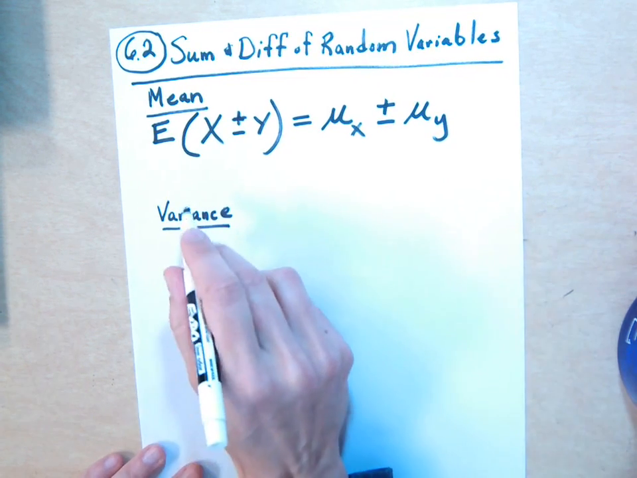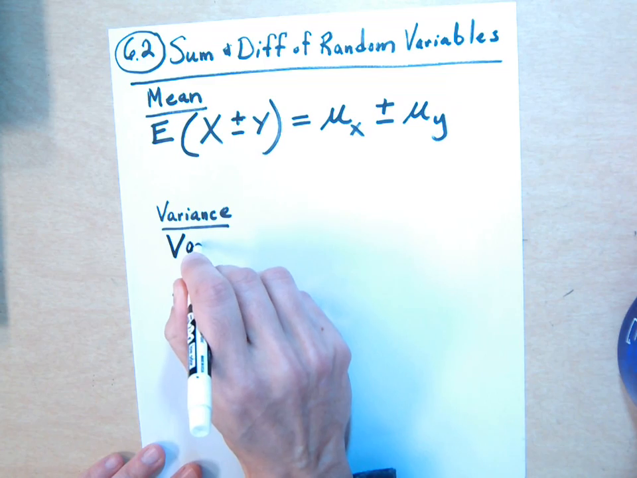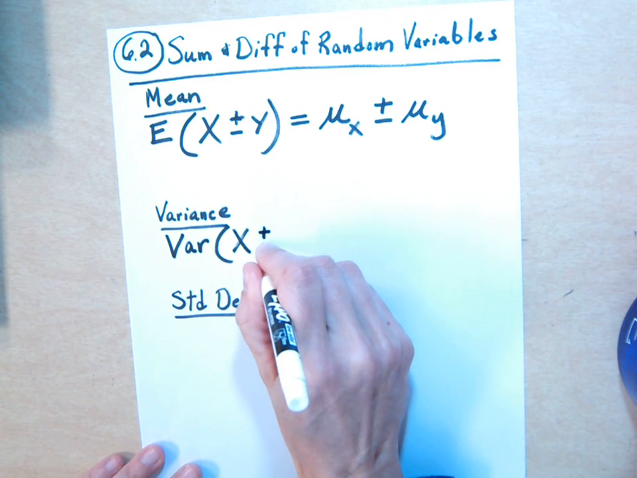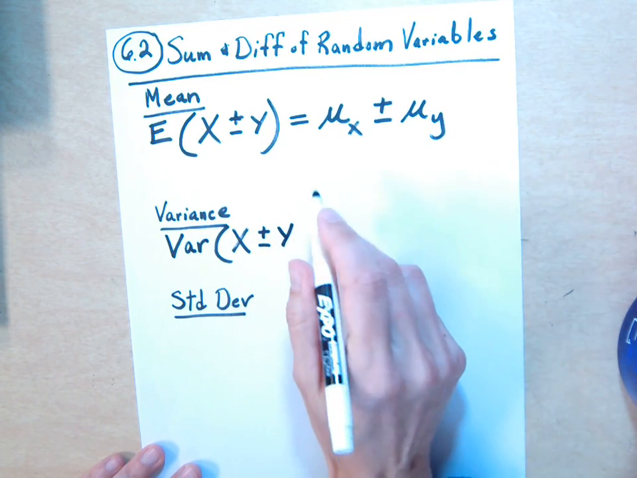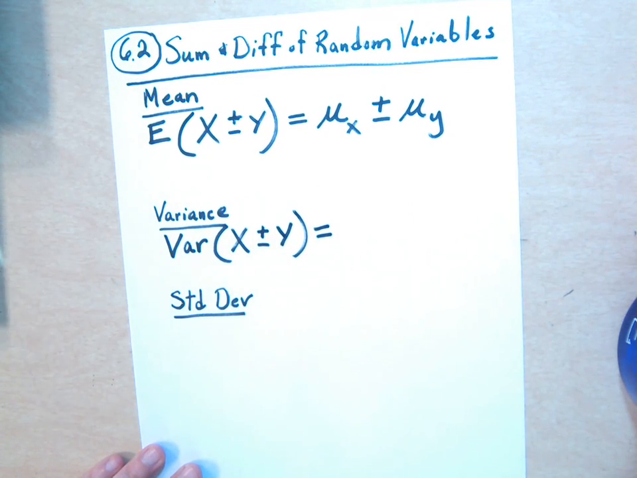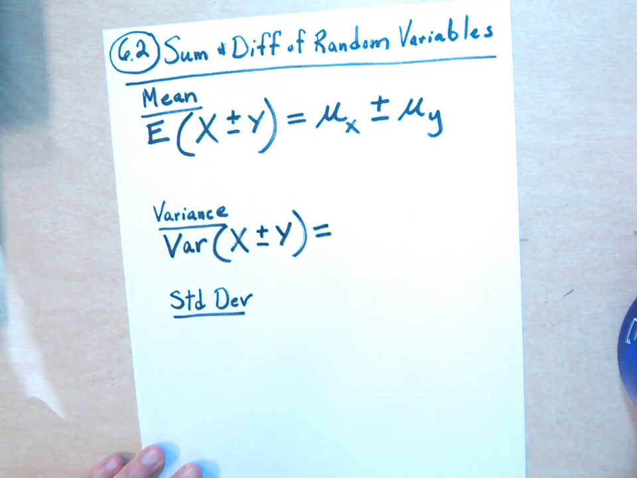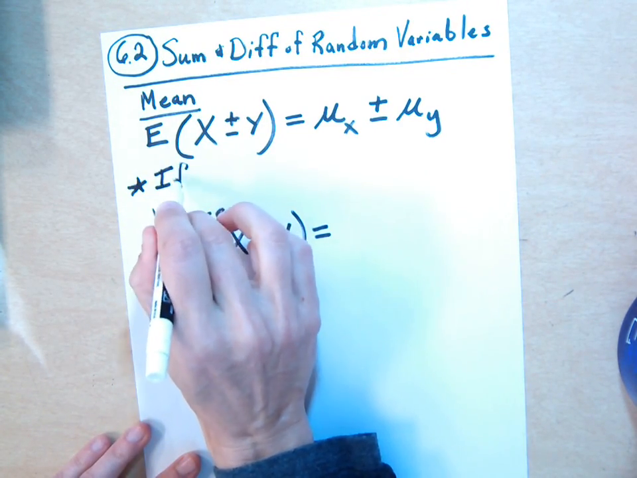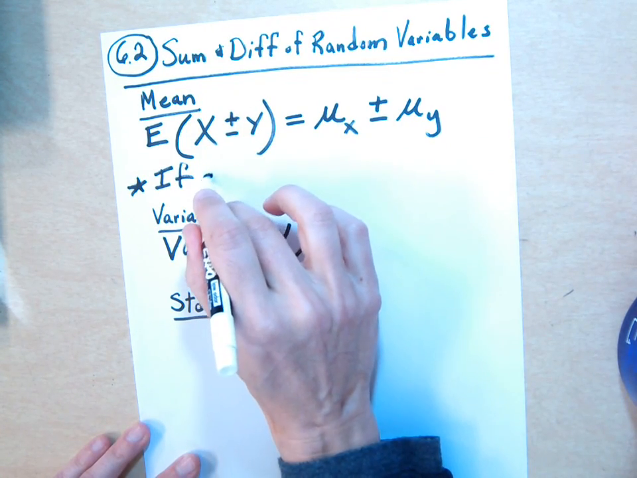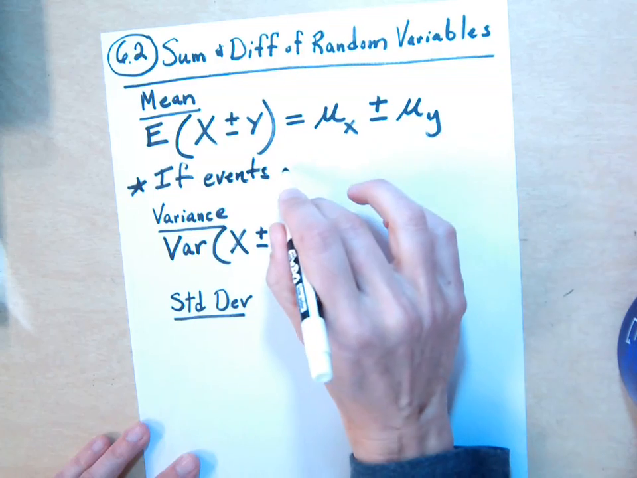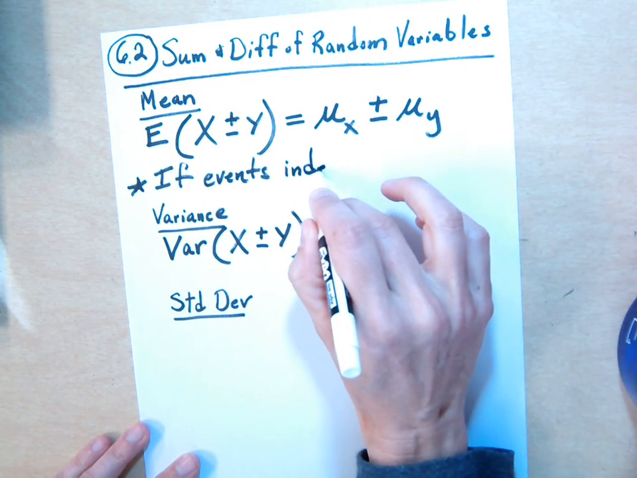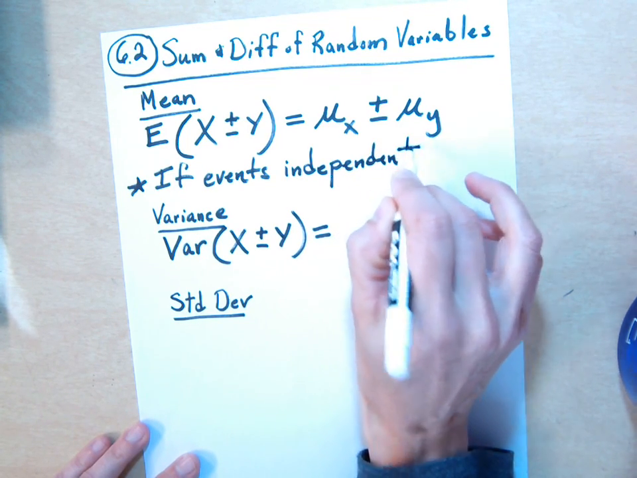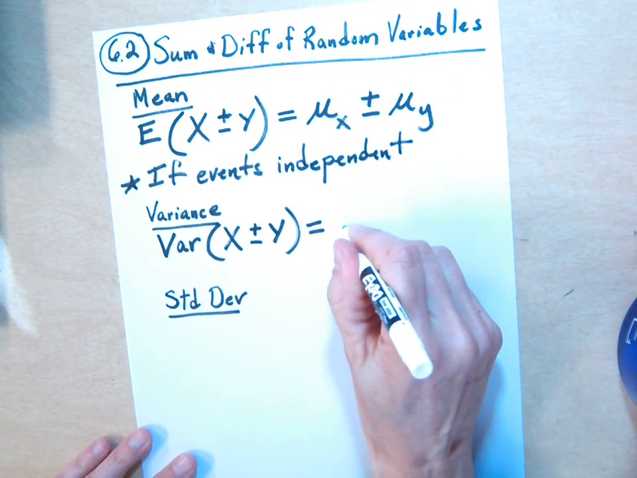And then for variance, here's the interesting thing. With variance, if you add or subtract two random variables, the result, whether you're adding or subtracting, if the events are independent. So before I even write this formula, I need to put this right here: if events independent. You saw in the warm-up that the events were not independent and the variances did not add. If the events are independent, then the variance, you always add.